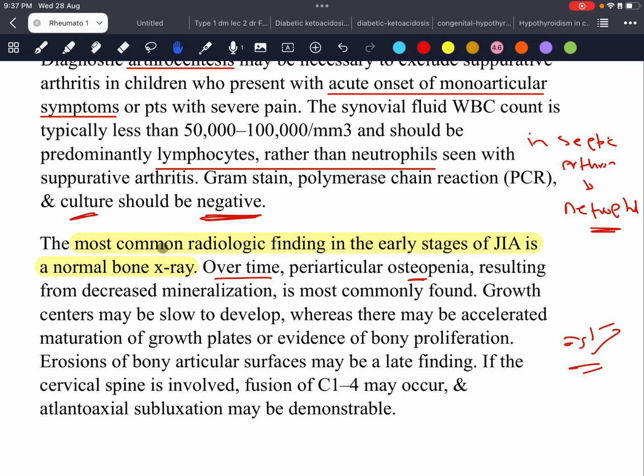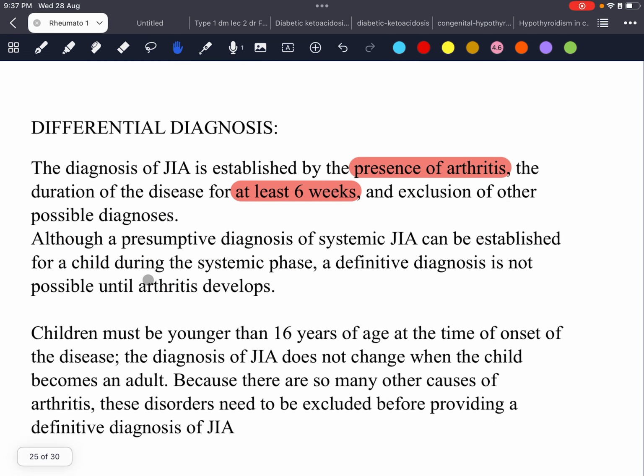The X-ray is actually normal at the beginning. For the differential diagnosis, you have to keep in mind that you don't say juvenile idiopathic arthritis until the arthritis lasts longer than 6 weeks. Okay, this is very important.